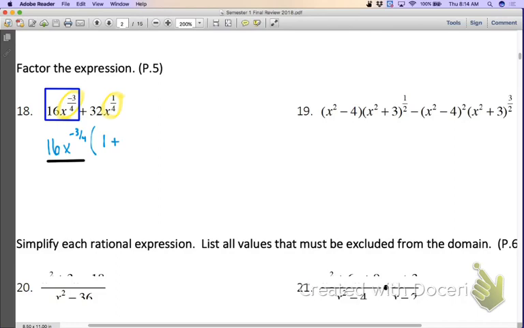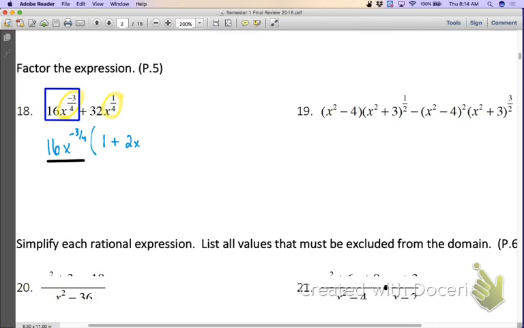Now, from here, answer this question again. With the 32, I took out a 16, so what do I have left? I have a 2, and then I have x to what power? Because remember, what happens whenever I multiply two exponents together? What do I do with the powers? Add them. I add them together.